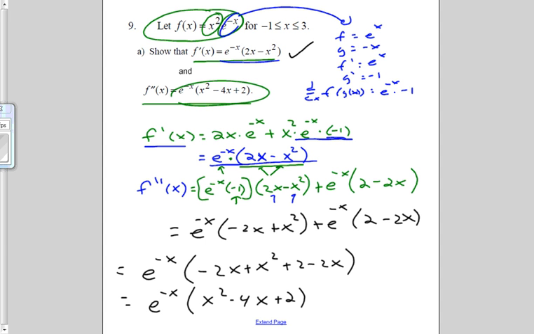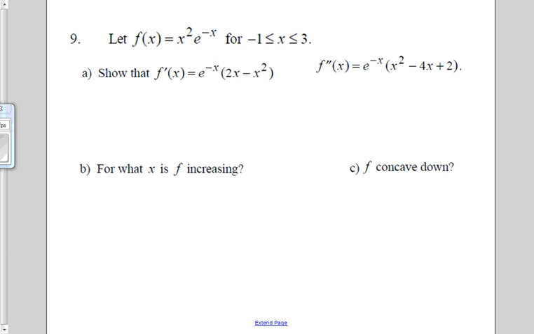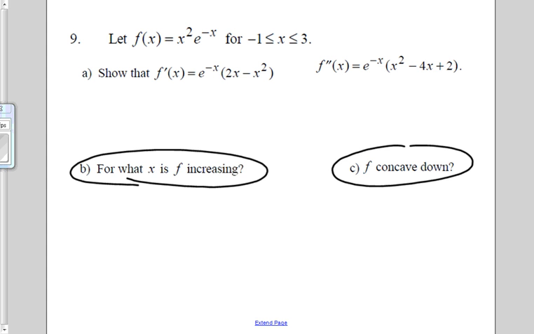So we showed this, and we showed this. And now let's use these to answer the next question. And the next question says, for what values of x is f increasing? We'll answer that, and then we're going to answer when is f concave down. So when is f increasing? We know f is increasing when f prime is greater than 0.